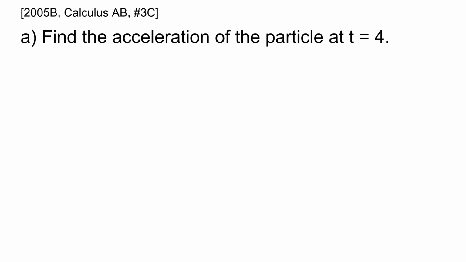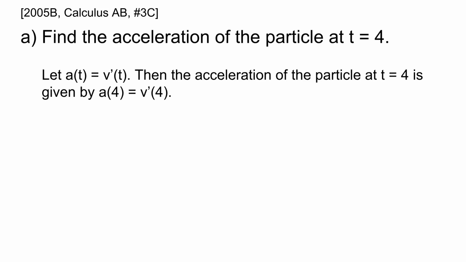In part A of this question, we are asked to find the acceleration of the particle at time t equals 4. So let a of t equal v prime of t be the acceleration of the particle. Then the acceleration of the particle at t equals 4 is given by a of 4 equals v prime of 4.